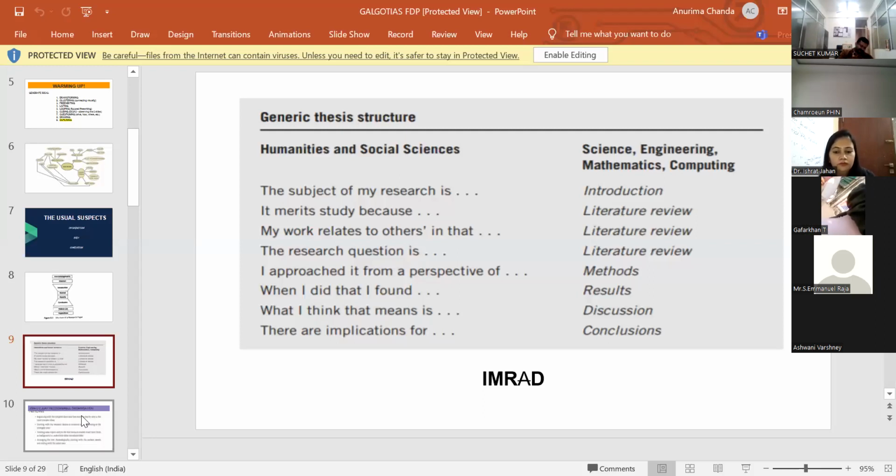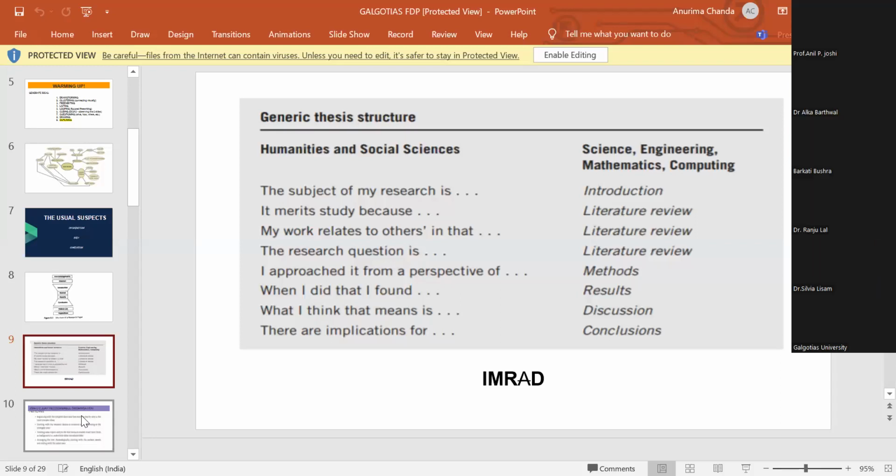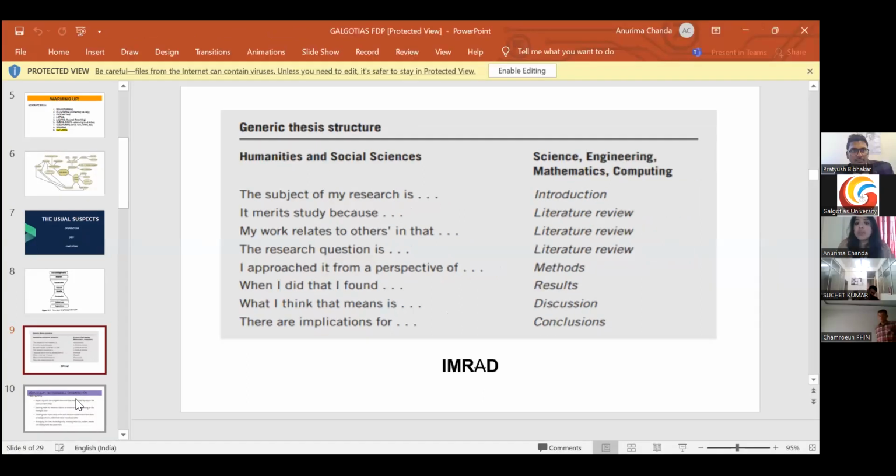Moving from there, you come to methods, where you state that you approached your research question from a perspective of. So what method are you using? Are you using close reading? Are you using quantitative analysis? What is your way of entering into this conversation? What are you basing your entire claims on? And after you did that, your results: when I did that, I found, you fill that up. What I think that means is your discussion.